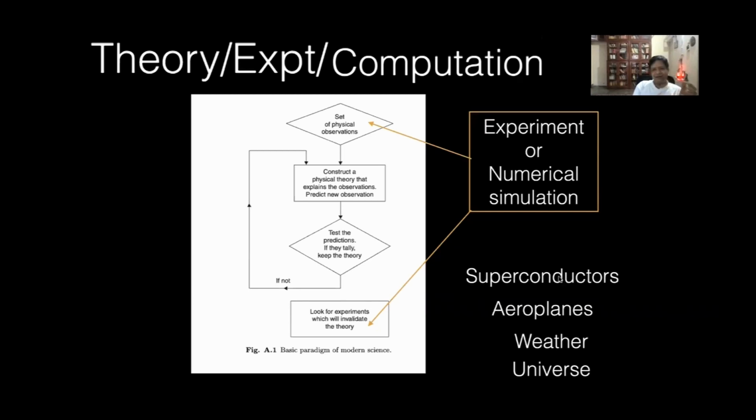Some examples I can give you. Superconductors are where experiments were dominant. It happened many years back, in the early last century. Now, of course, simulations are done for new superconductors. Aeroplane is the place where experiment and simulations are roughly 50-50. There are some simulations, there are some experiments. Weather and universe are essentially more simulations. So you can see which part is dominated by numerical simulations.